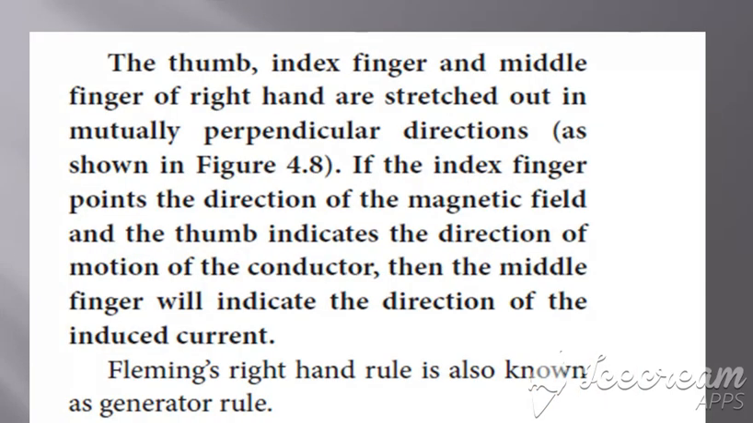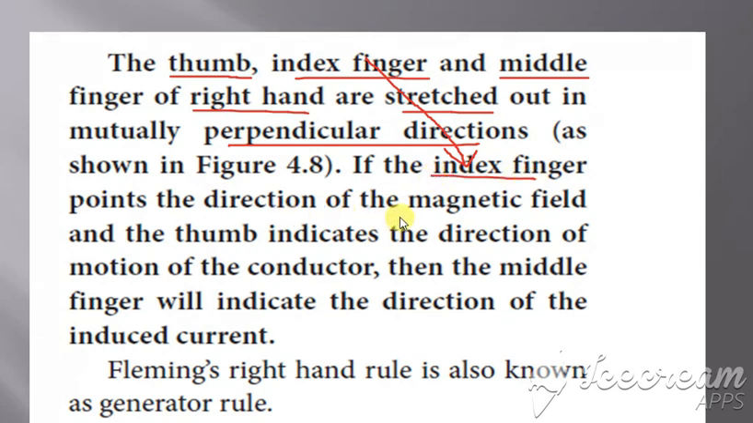Clear? So the statement of Fleming's right hand rule is: the thumb, index finger and the middle finger of the right hand are stretched so that they are mutually perpendicular. All these three should be in perpendicular directions. If they are perpendicular, then the index finger points in the direction of magnetic field, the thumb indicates the motion of conductor, and the middle finger points in the direction of induced current.